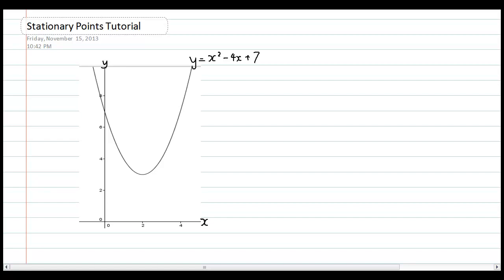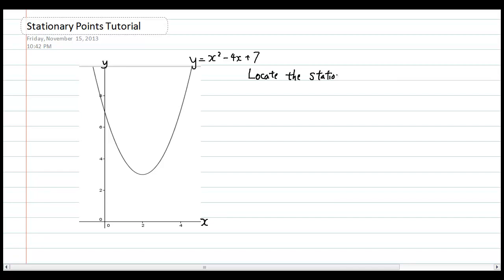In this tutorial, we're going to talk about how to find stationary points on a curve using calculus. Now here we have a graph of the equation y equals x squared minus 4x plus 7. And the question is we want to locate the stationary points.